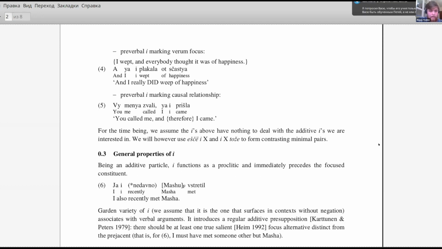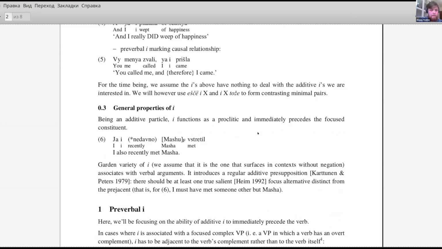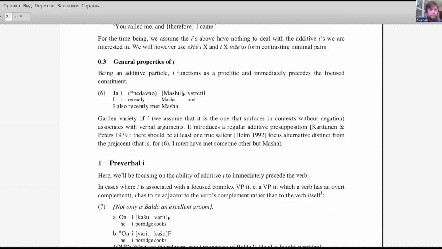So, what we call garden variety is what was exemplified in 1 or in 6: Я и Машу встретил. It is a presupposition trigger. It introduces a regular additive presupposition. It says roughly that there should be at least one true, salient, distinct focus alternative. So for 6 to be felicitous in this discourse, I must have met someone other than Masha.